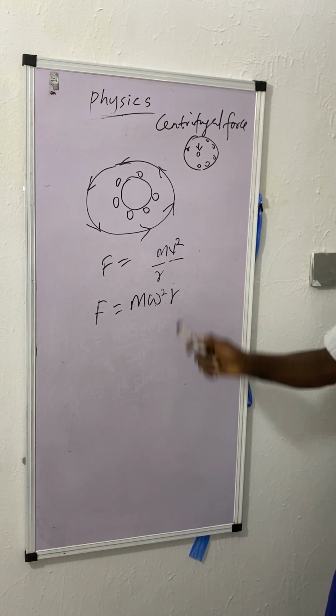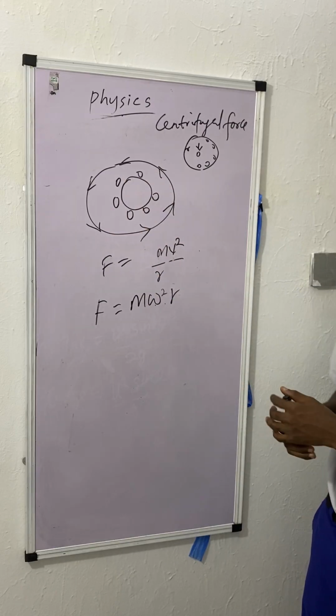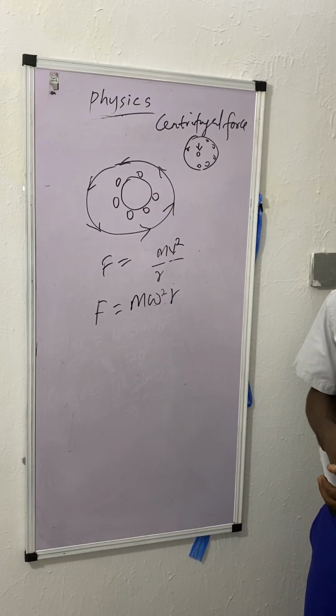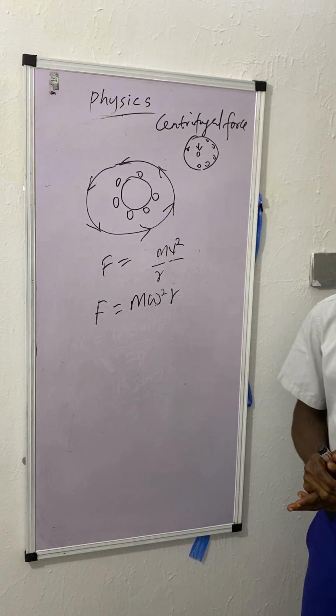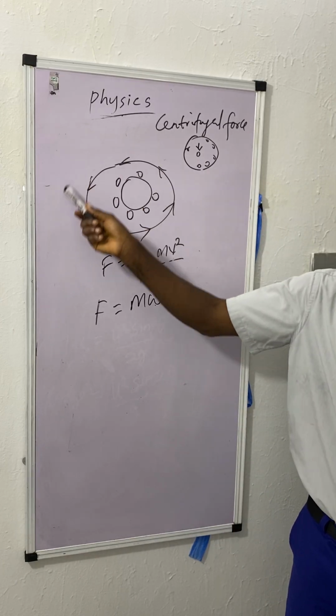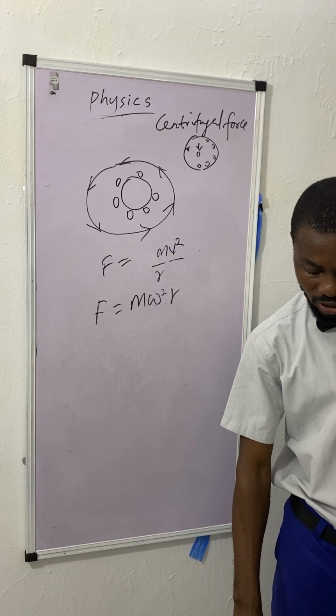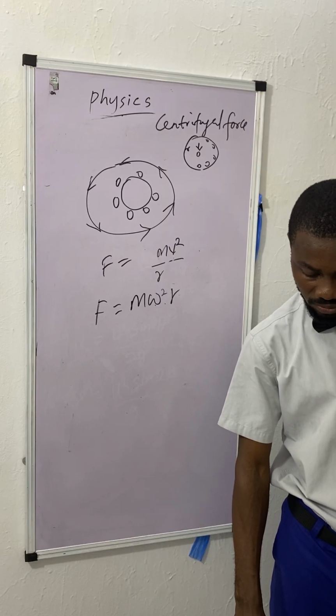An application of centripetal force is when the earth orbits around the sun. It is the force that enables the earth to orbit around the sun, or the force that enables satellites to orbit around the earth. That's one of the applications. mv squared over r, angular velocity.